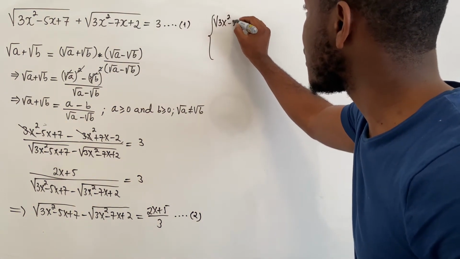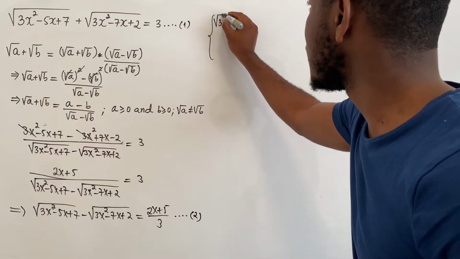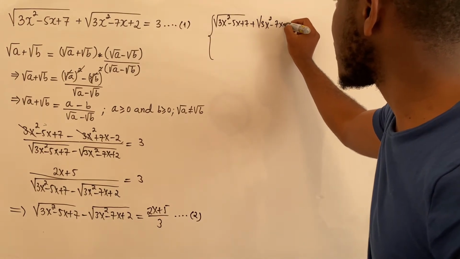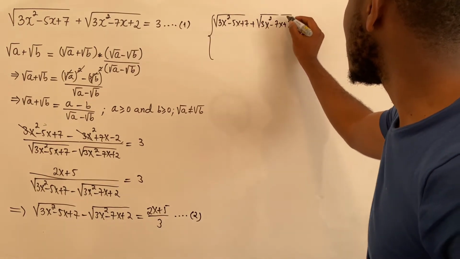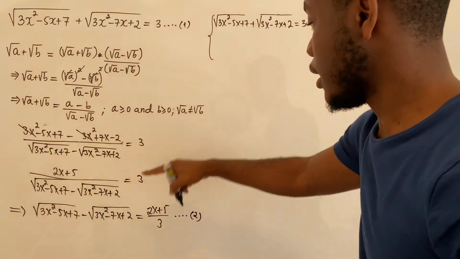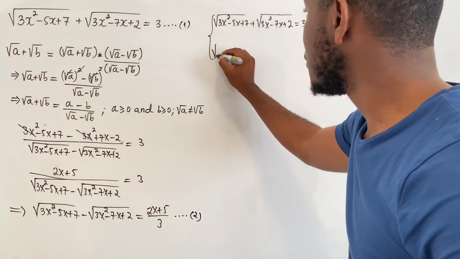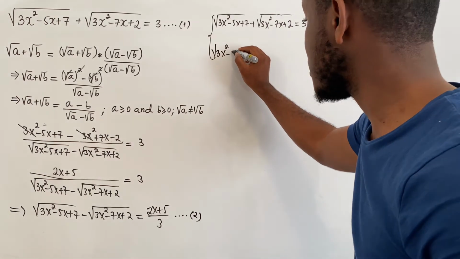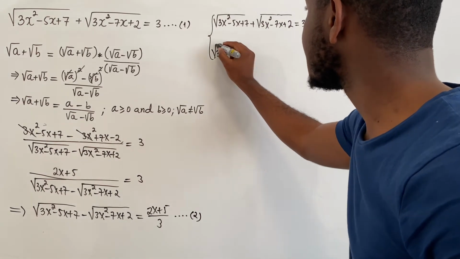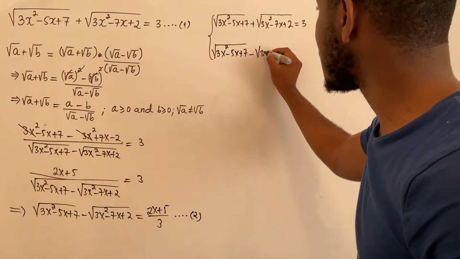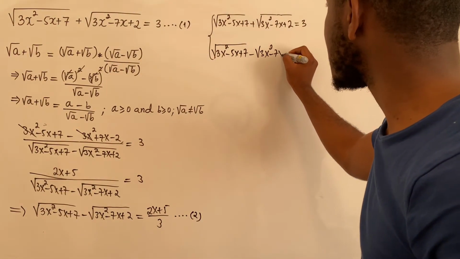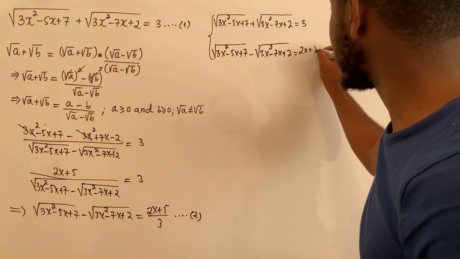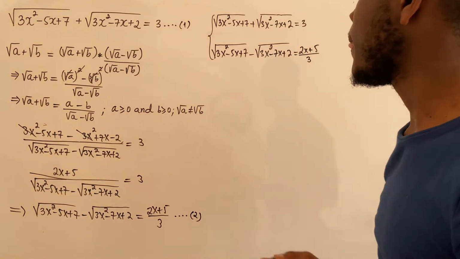3x squared minus 5x plus 7 plus square root of 3x squared minus 7x plus 2 equal to 3. And here we will have equation 2, which is square root of 3x squared minus 5x plus 7 minus square root of 3x squared minus 7x plus 2 equal to 2x plus 5 over 3. All right.